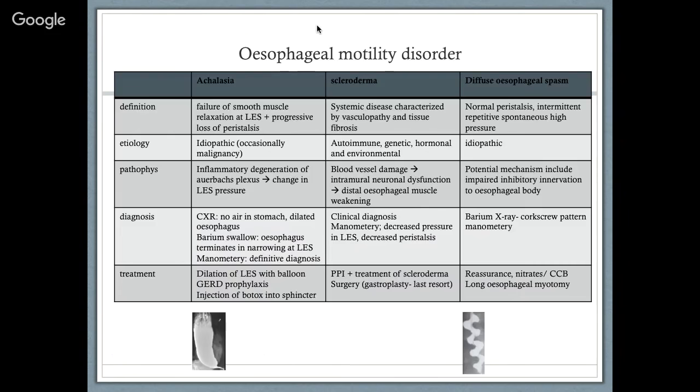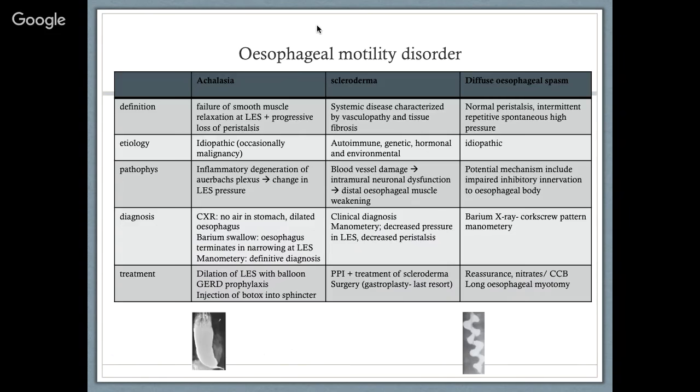Okay, so we'll talk about some esophageal motility disorders. There are many more, but here are three that you kind of need to know. Achalasia, scleroderma, and diffuse esophageal spasm. So does anyone know the buzzwords for achalasia?